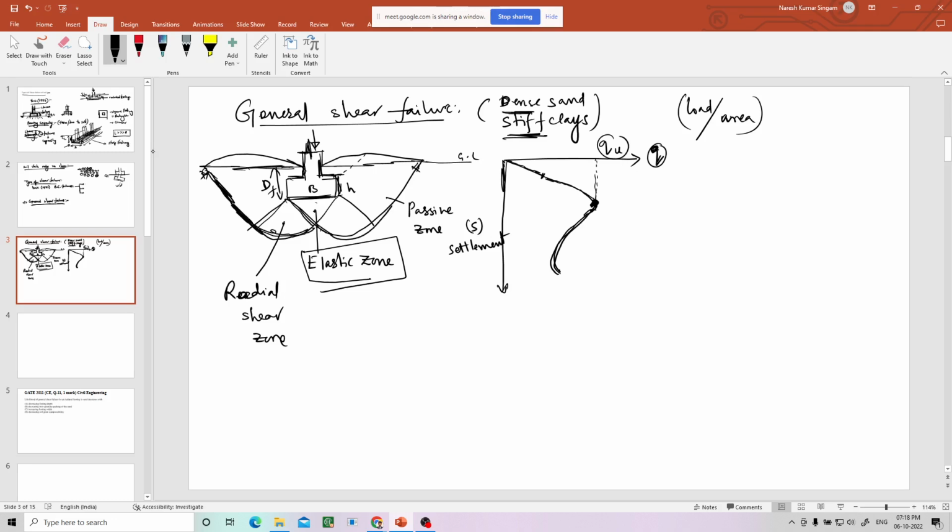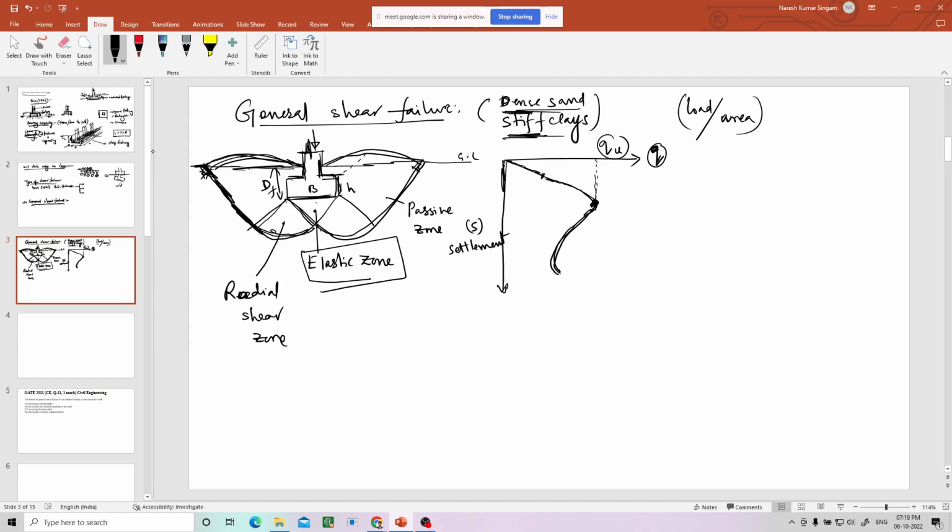Okay, this is also a failure surface. These surfaces will reach the ground. This is the ground, it will reach the ground. Then there will be heaves, these are heaves, lifting of soil, that will happen at the sides of the footing. This is called general shear failure, and general shear failure happens in dense sand and stiff clays.